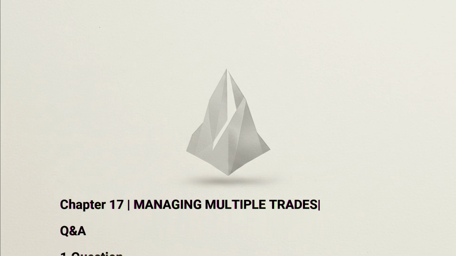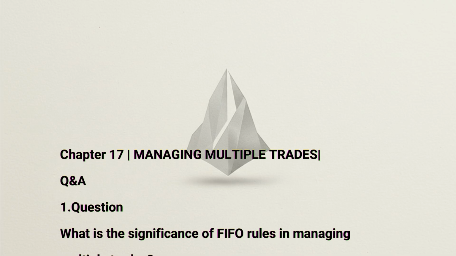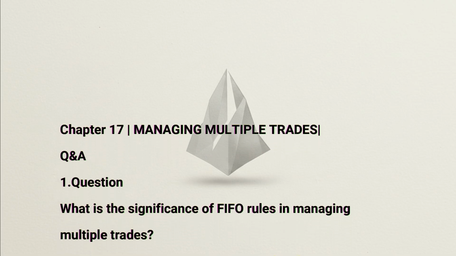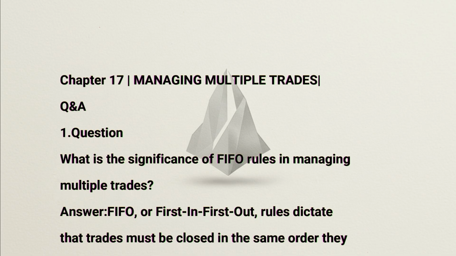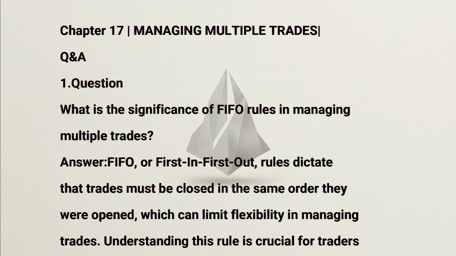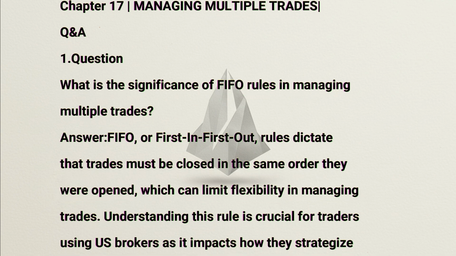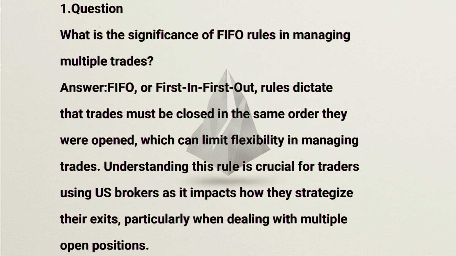Chapter 17. Managing multiple trades. Q&A. 1. Question. What is the significance of FIFO rules in managing multiple trades? Answer. FIFO, or first in first out, rules dictate that trades must be closed in the same order they were opened, which can limit flexibility in managing trades. Understanding this rule is crucial for traders using U.S.